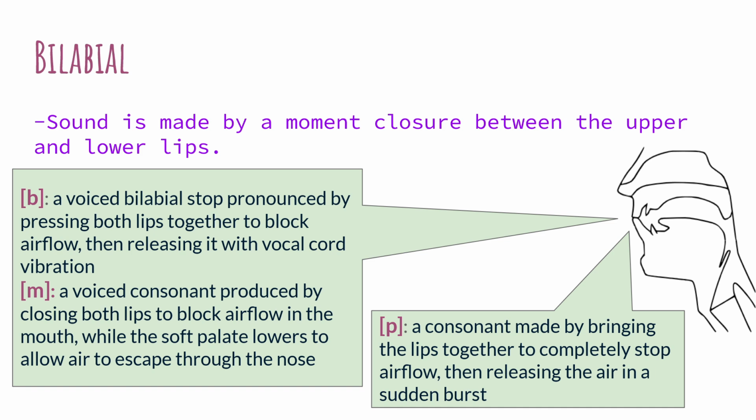The sound M is a voiced consonant. It is pronounced by closing both lips to block airflow in the mouth, while the soft palate lowers to allow air to escape through the nose. The sound P is a voiceless bilabial stop. It is pronounced by bringing the lips together to completely stop airflow, then releasing the air in a sudden burst.